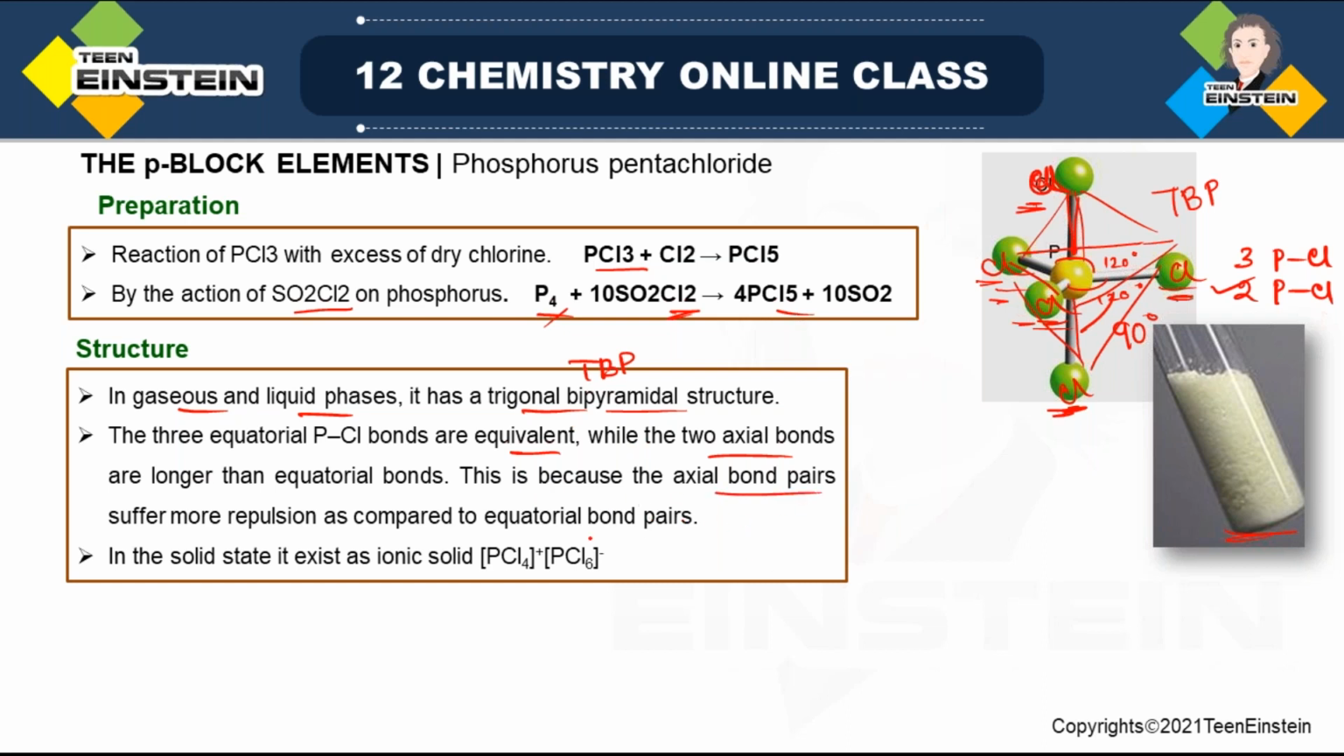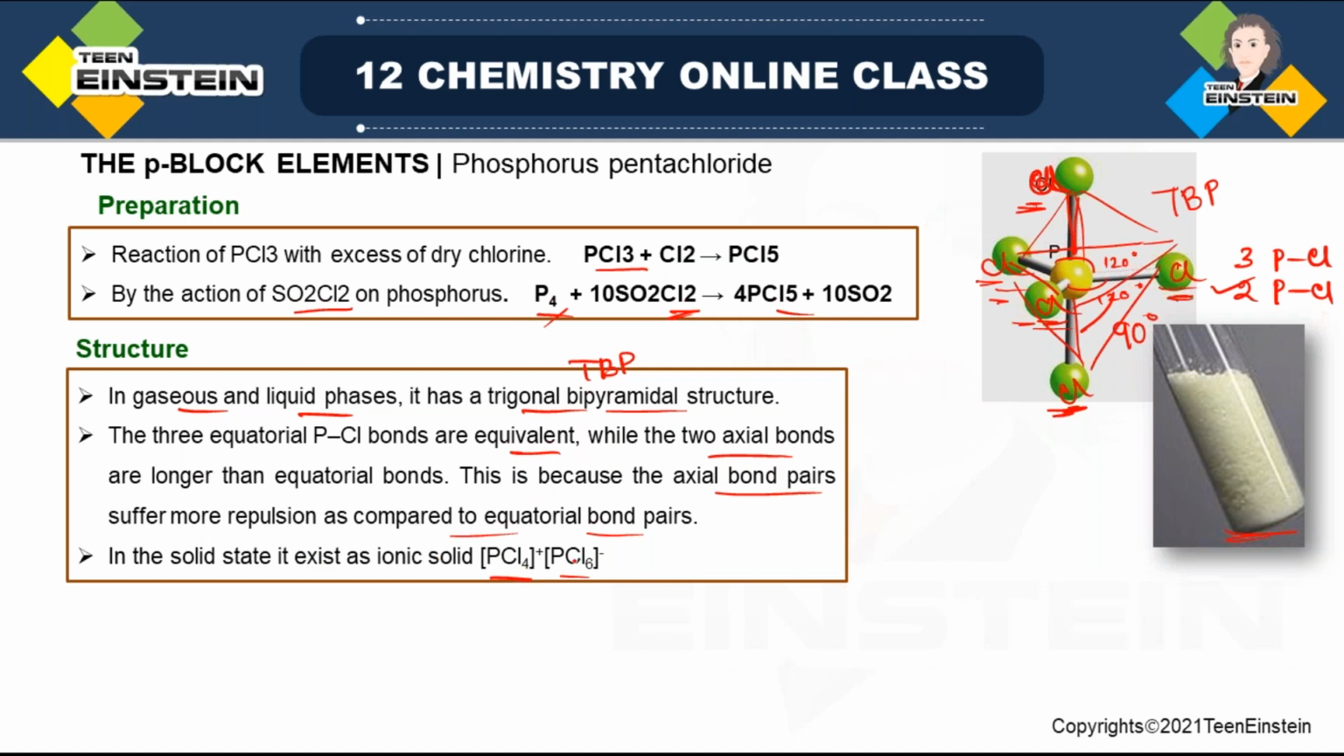So axial bond pairs suffer more repulsion as compared to equatorial bond pairs. Fine. So this is the structure in gaseous phase or liquid phase. But when it is in solid state, now it exists as this type of cation and anion.